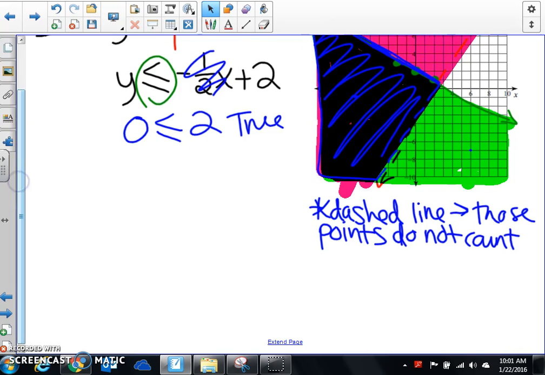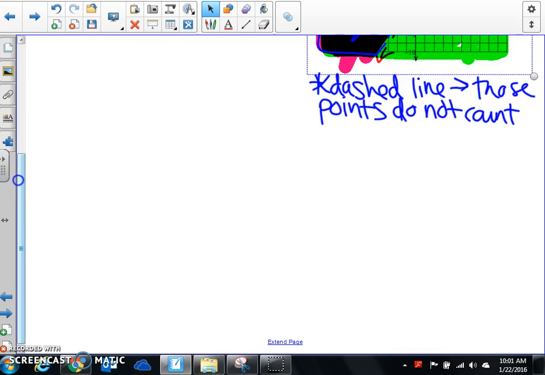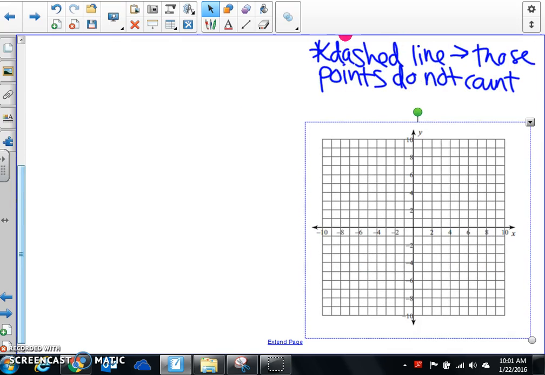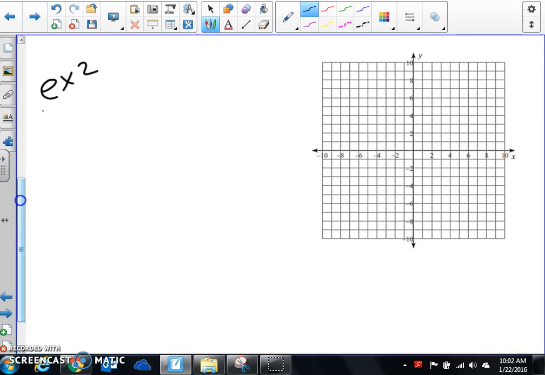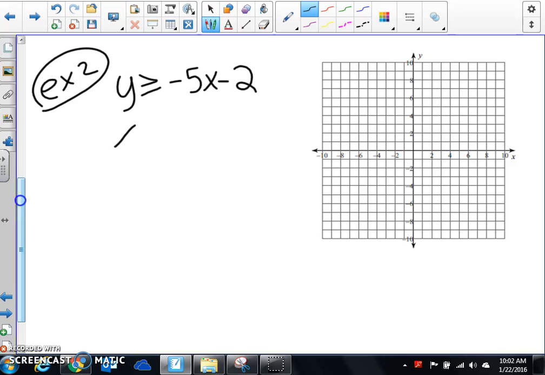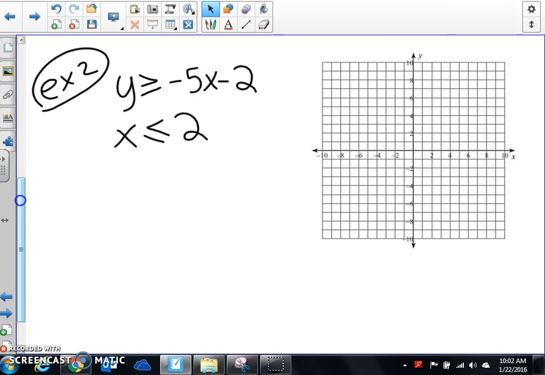Here's example number 2. Y is greater than or equal to negative 5x minus 2. X is less than or equal to 2. Lucky me, the first one is already in y equals mx plus b, so I go to negative 2 on the y-axis, and then my slope is negative 5 over 1. So down 5, 1, 2, 3, 4, over 1, and then the opposite, 1, 2, 3, 4, 5 over 1. It's got that equal sign under there, so it's going to be a solid line.